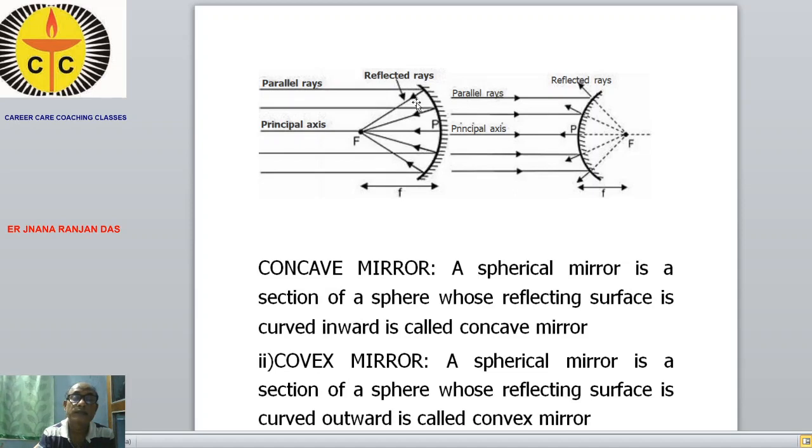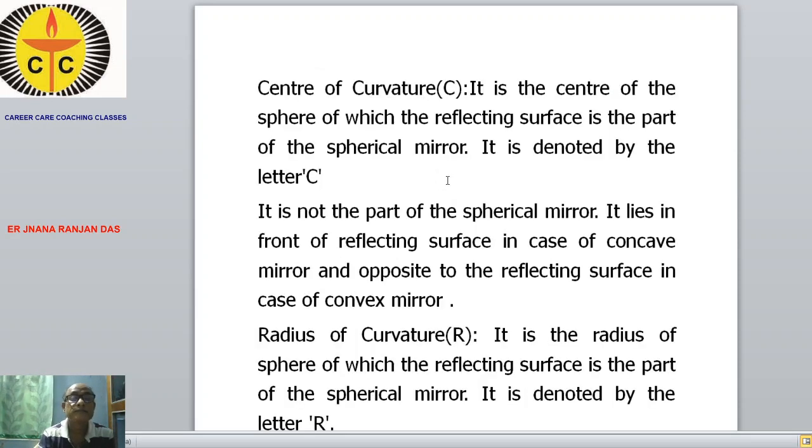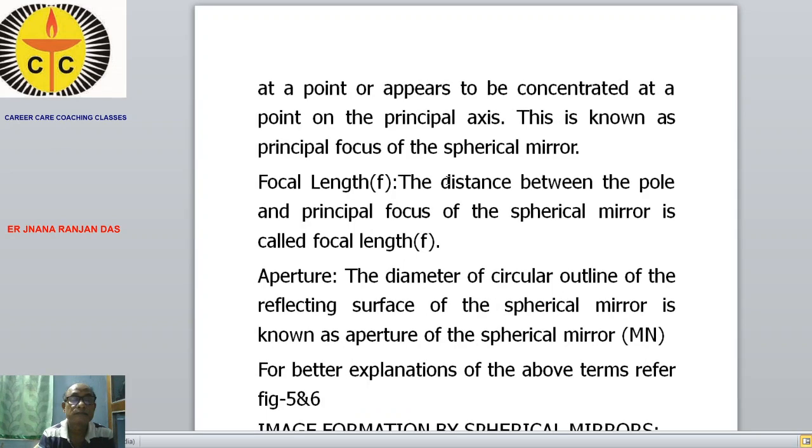This outline of the spherical mirror, in case of a concave mirror or convex mirror, imagine its outline is a circle. If we measure the diameter of this outline of the spherical mirror, that diameter is called the aperture.